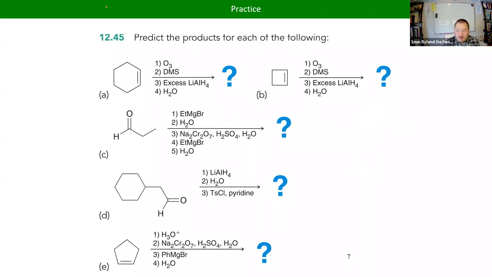All right, for D, we've got our hydride source followed by water. So these first two steps, we're going to take that aldehyde and turn it into an alcohol. Nothing else is changing after the first two steps. So then once we get there and we hit tosyl chloride in pyridine, that's not one that we've used a whole bunch.